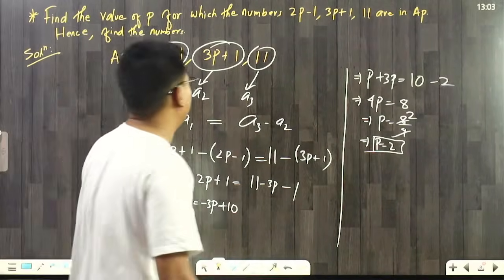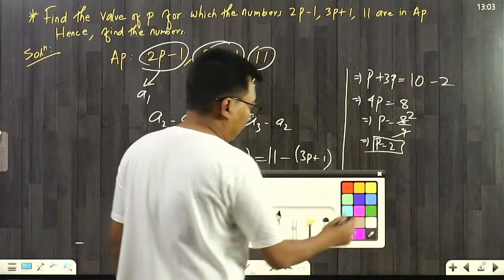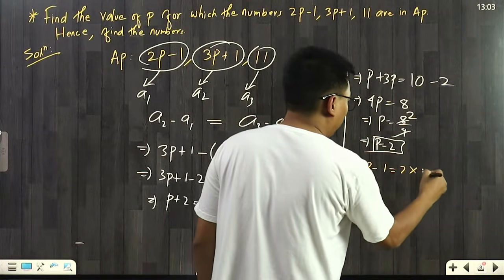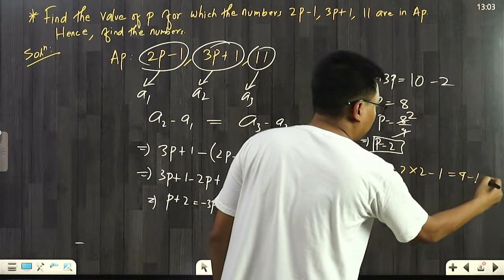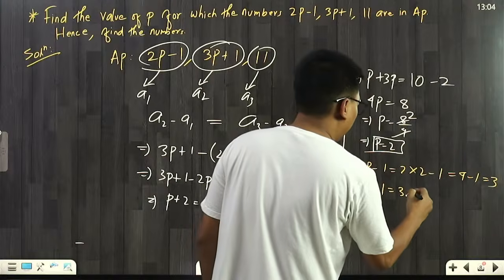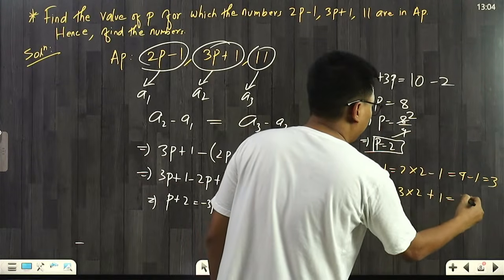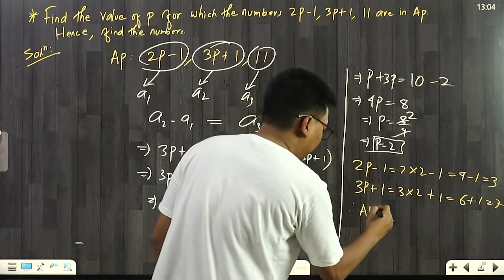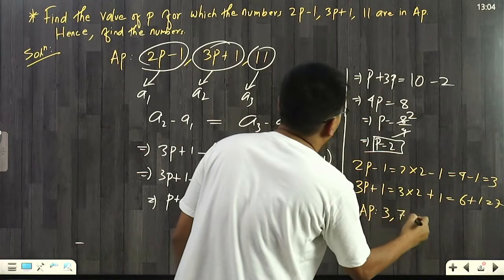Now we can find these numbers easily. 2P minus 1 would be 2 into 2 minus 1, which is 4 minus 1, which is 3. 3P plus 1 will be 3 into 2 plus 1, which would be 6 plus 1, which is equal to 7. Therefore, the numbers are 3, 7, 11.